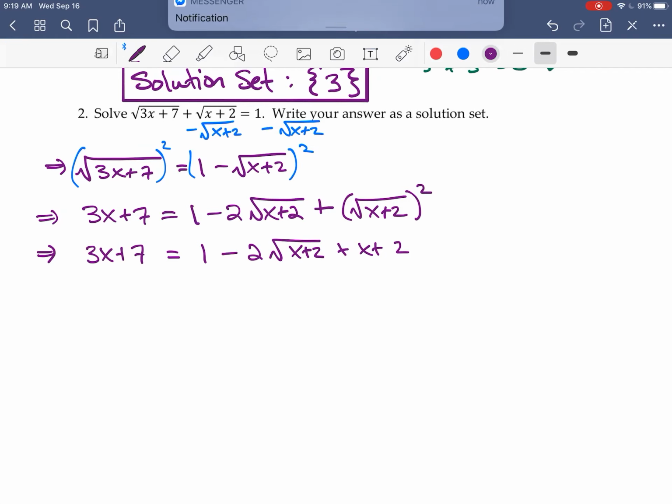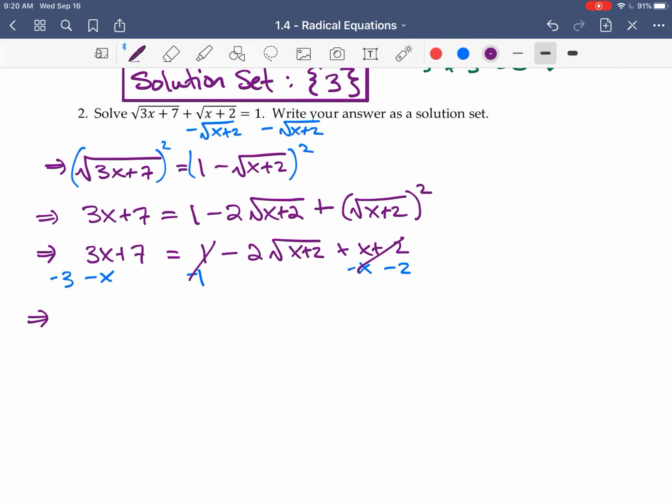Okay. Now I want to isolate the other radical. So I still have a radical. So I want to isolate that. So I'm going to move everything else over. So I'm going to subtract 1, subtract x, and subtract 2 to move them to the other side. So it's a minus 3 and a minus x in total on that side. So those go away. So that's going to be a 2x and a plus 4 on this side equals negative 2 root of x plus 2.